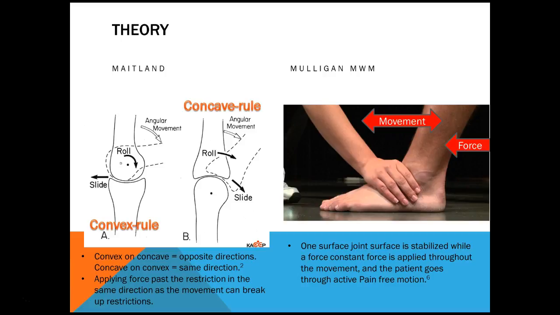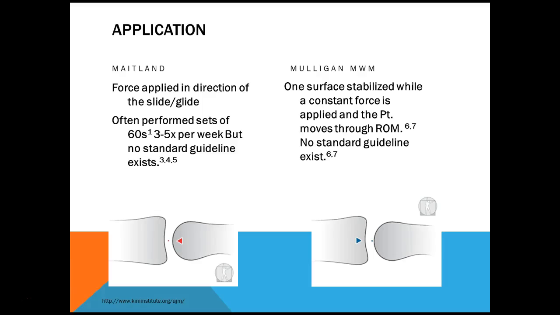For this one, the patient will go through a pain-free range of motion for a designated set and rep scheme. So here, this is how it's applied. I kind of went over this in the last slide. For Maitland, the force is applied in the direction of the slide or glide, which I talked about earlier. So if we're looking at this specific example on the bottom on that side, that would be a concave rule. Let me double check on that.